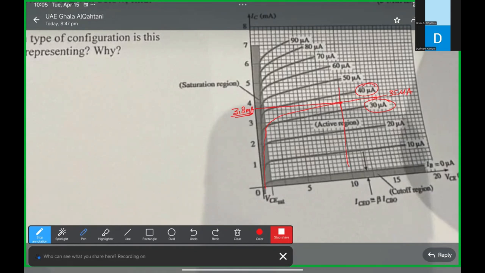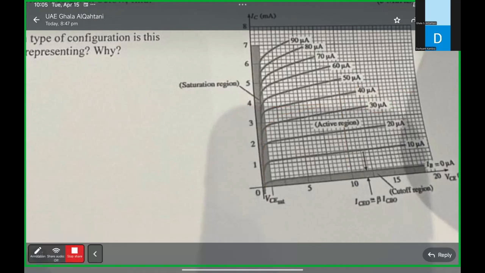Did you understand or no? It's the same way we did the other side. That is 3.8 milliampere. Understood? The only difference is we added another line between 40 and 30, because that is not given. So we can think that it will be at the center of this one, right? Yes.